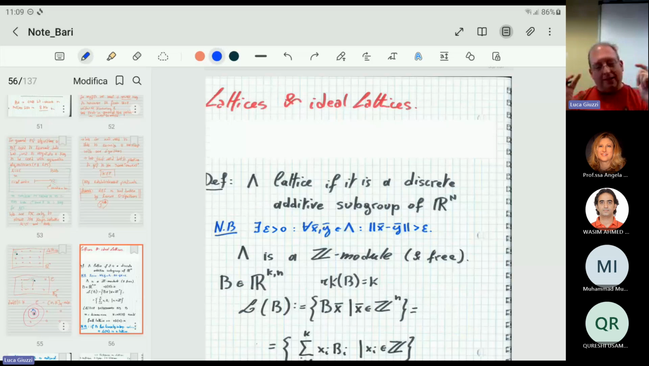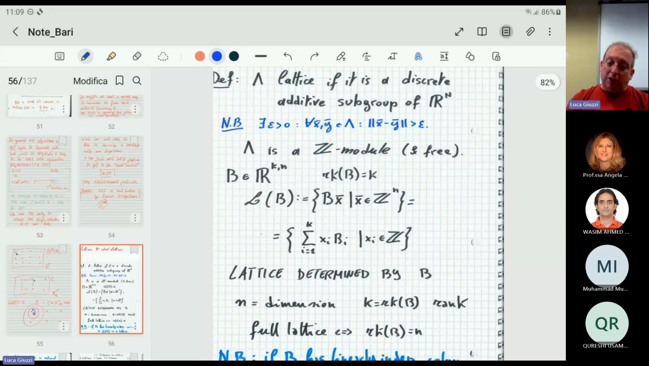That is something which is a bit tricky, I have to say. And then we just consider the span of these vectors, but instead of using real coefficients as for vector spaces, we consider the span of these vectors with integer coefficients.